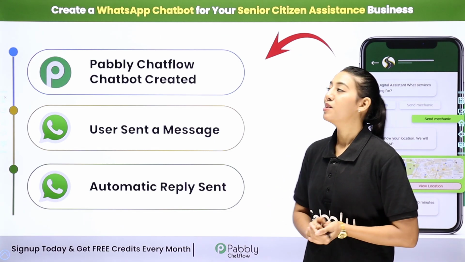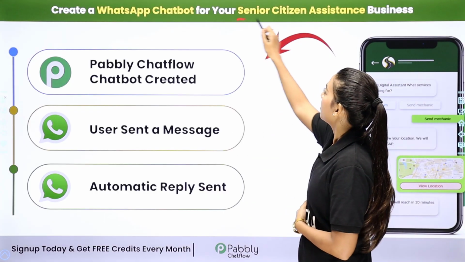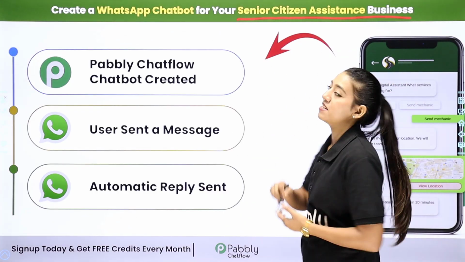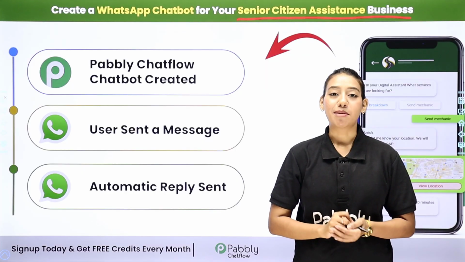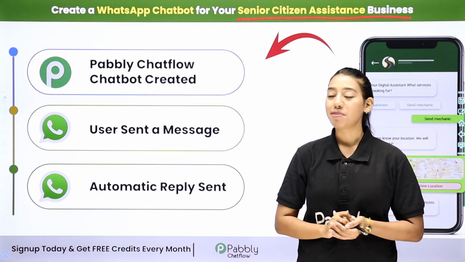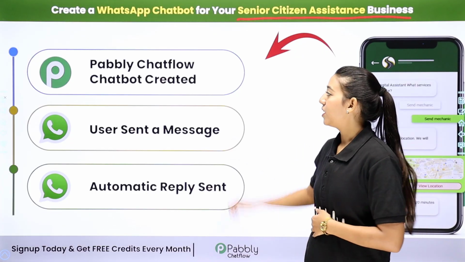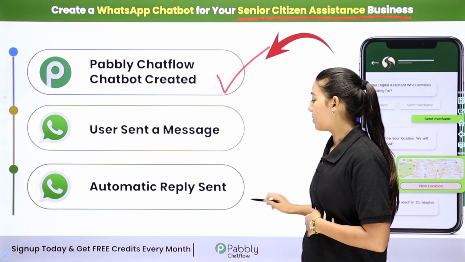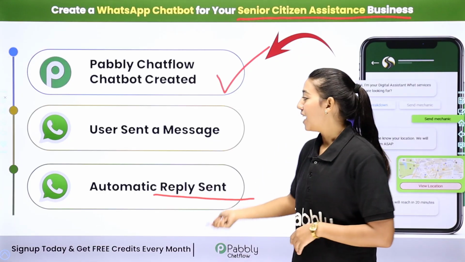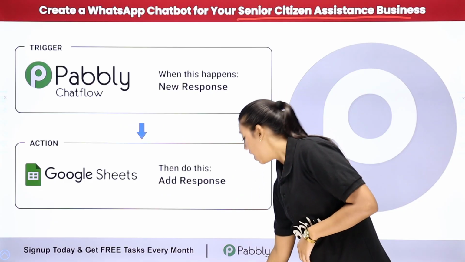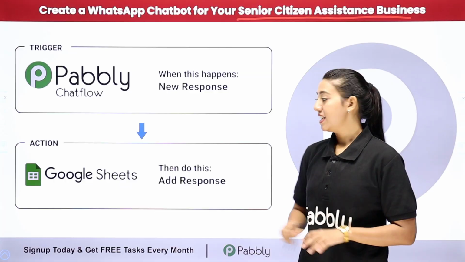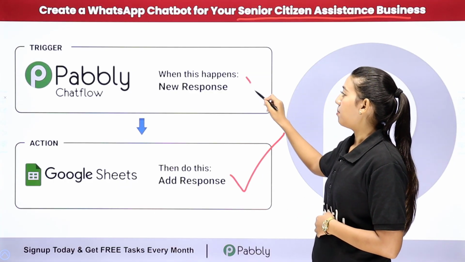In today's video, we are going to learn how to create a WhatsApp chatbot for your senior citizen assistance business. Manually handling all the help requests and sharing updates can be a very time-consuming process. So with the help of Pabbly Chatflow, we are going to create a WhatsApp chatbot which will automate this whole process on our behalf. And not only this, I will also show you how to automatically store the client's details in your Google Sheets with the help of Pabbly Chatflow.